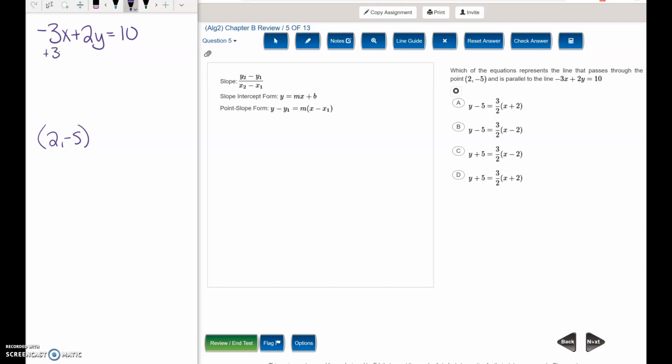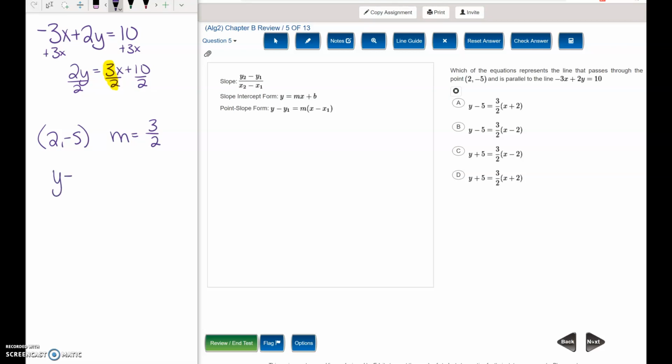So I'm going to add 3x to both sides. So I've got 2y equals 3x plus 10. Then I'm going to divide everything by 2. Honestly, I don't care what the actual result of that is. All I care about is that when I divide everything by 2, I end up with 3/2 as my slope. So our slope needs to be parallel. Our slope is going to be 3/2.